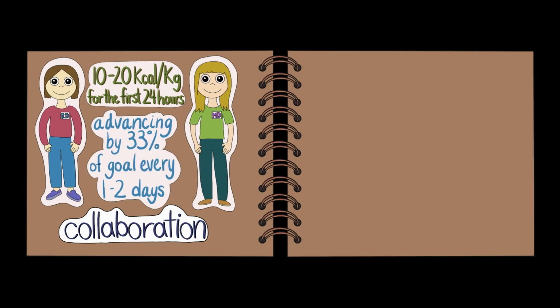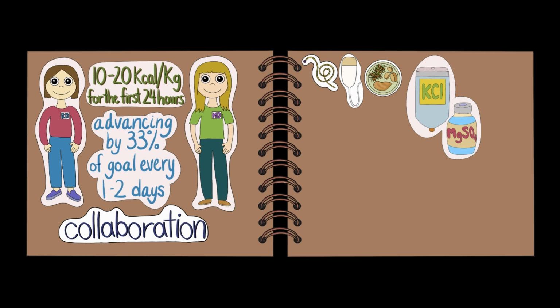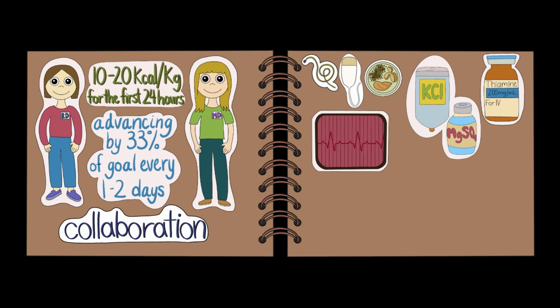Remember that this includes calories from all sources: tube feeds, IV dextrose, and oral intake. ASPEN also recommends repletion of electrolytes prior to initiating feeds. Increasing calories should be delayed when levels are severely low. It is also recommended to supplement with thiamine and to continue to monitor electrolyte levels. In cases of severe risk or severely abnormal electrolytes, patients may need continuous cardiac monitoring.